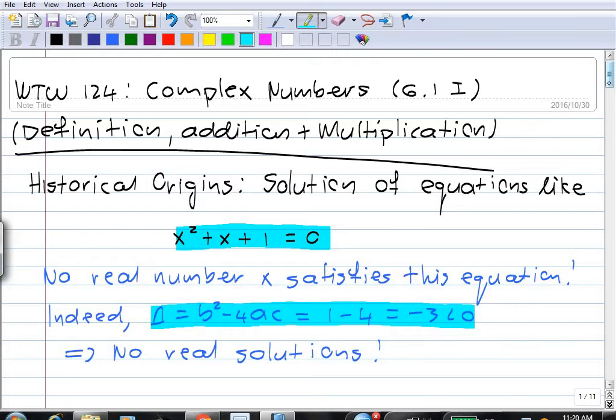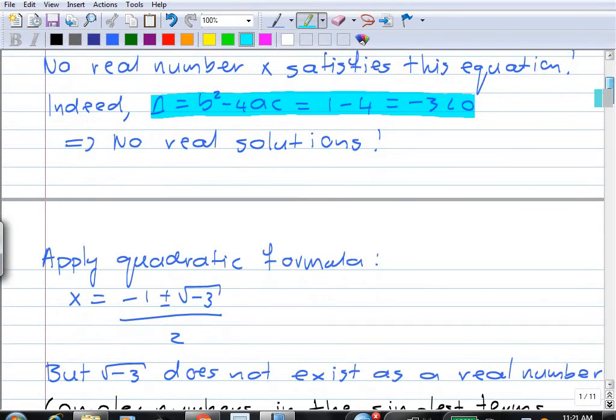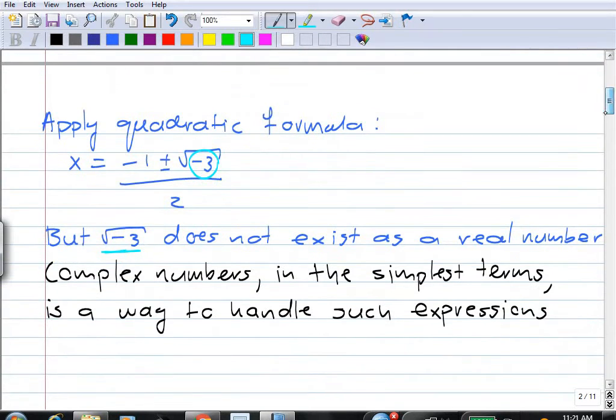So that means that if we were to apply the quadratic formula for the solutions of quadratic equations, we'll end up with an expression containing the square root of a negative number. And the real numbers do not contain square roots of negative numbers. So square root of minus 3 does not exist as a real number. So in the very simplest terms, complex numbers are a way to handle this kind of expression.